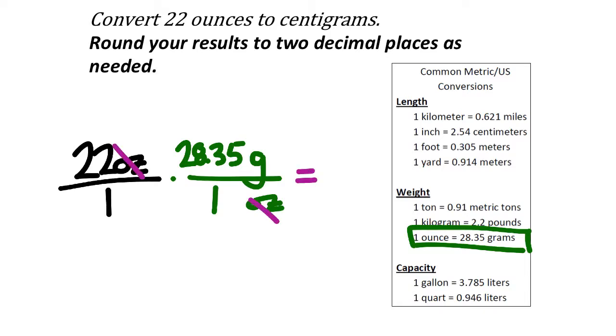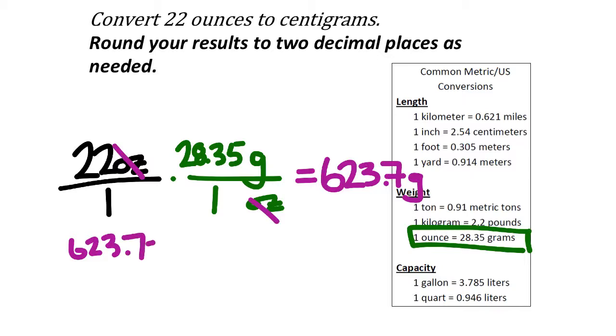And in my calculator, I got 22 times 28.35. So yeah, we get 623.7, and again, that's in grams. So I'm going to take that 623.7 in grams.